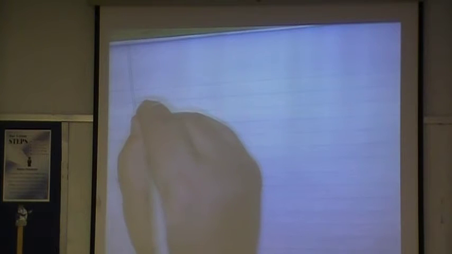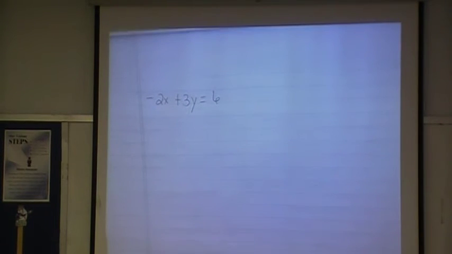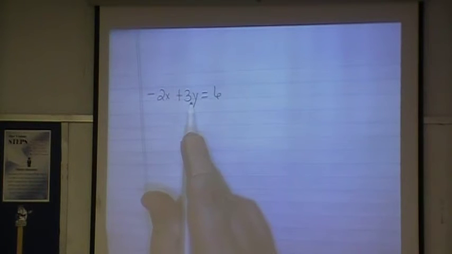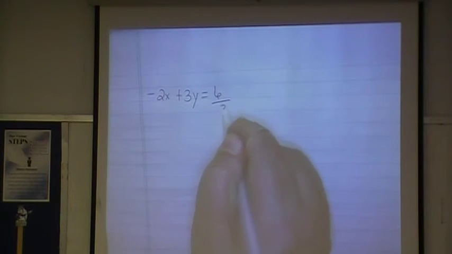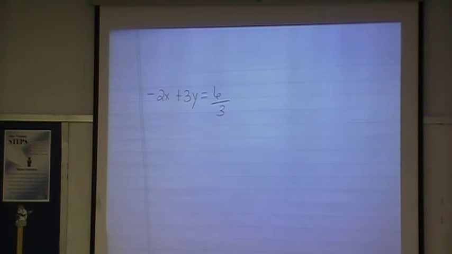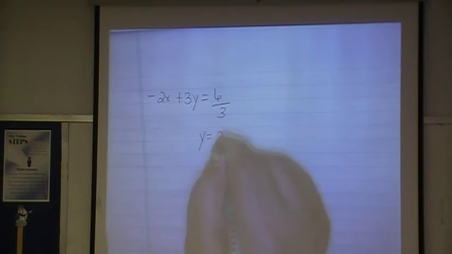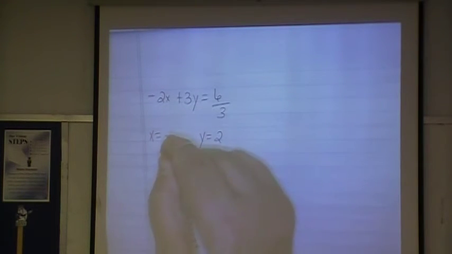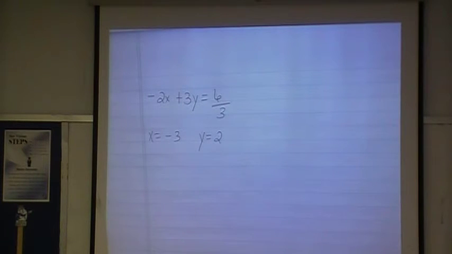So I have -2x plus 3y equals 6. Okay, I want to find the y-intercept. I take the number in front of the y, which is the 3. I put it underneath my last number, which is 6, and I reduce. 6 divided by 3, my y is 2. So my x-intercept is -3. My y-intercept is 2.